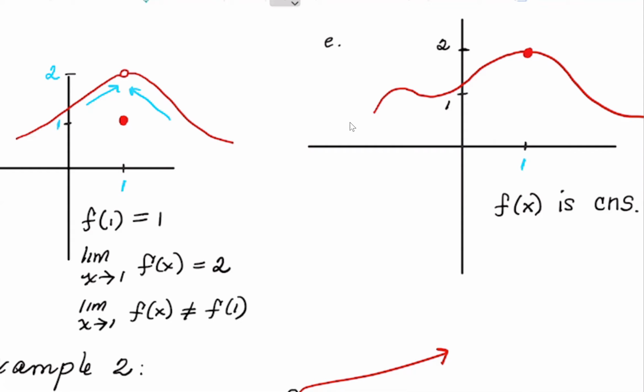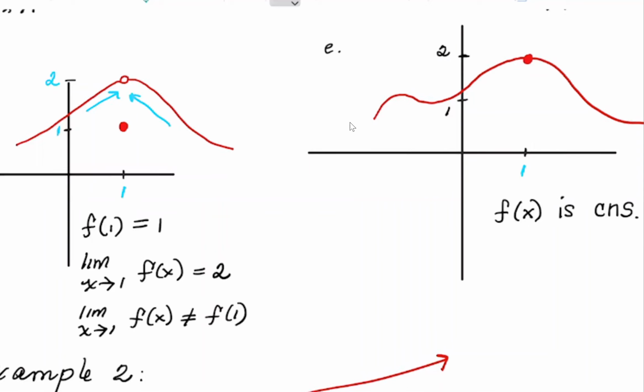so they are not continuous. And in this last one, f of 1 exists, it's 2. The limit exists, it's 2, so the function is continuous.